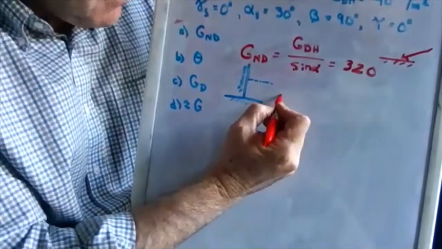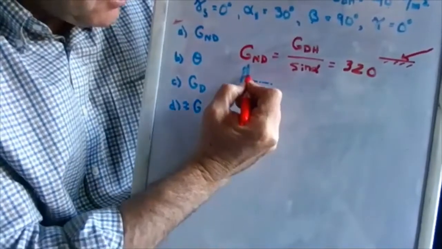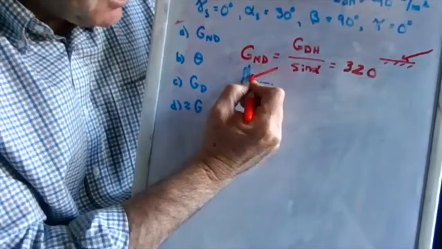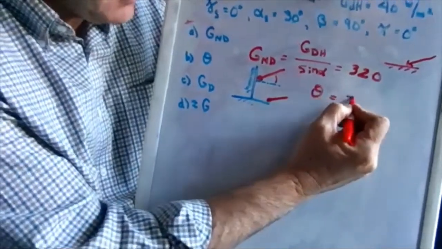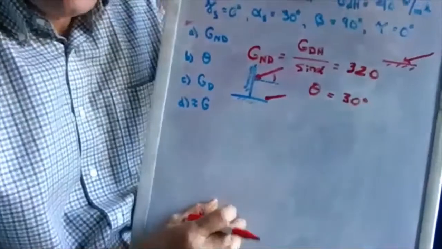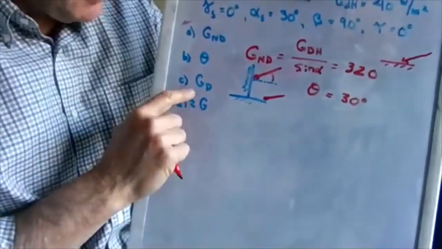All this solar that's coming in is coming in at 30 degrees above the horizontal. So this is going to be 30 degrees above the horizontal too. And so our angle of incidence is 30 degrees. Again, a little bit of review from last time. That should be easy enough. And then let's go ahead and figure it out.